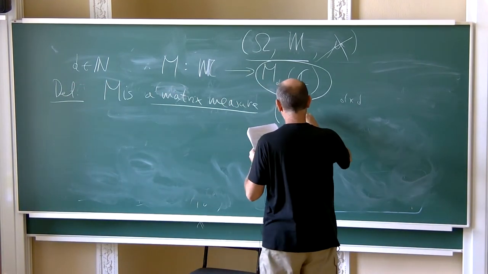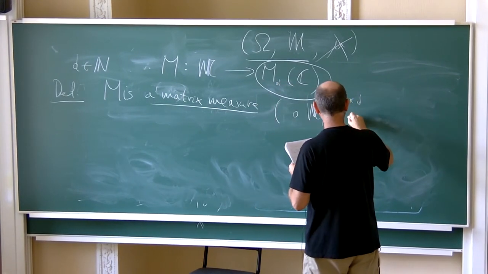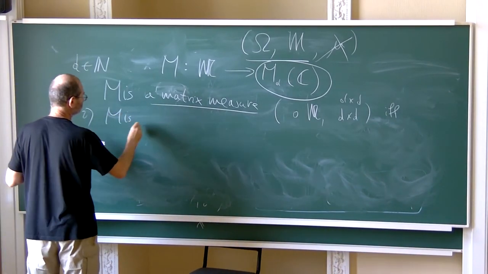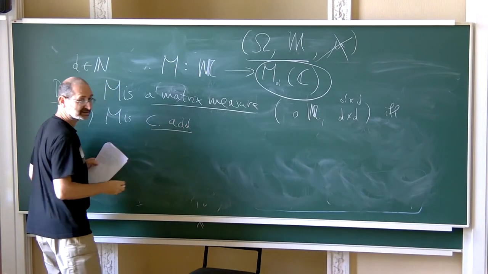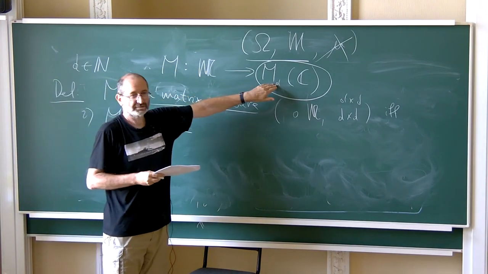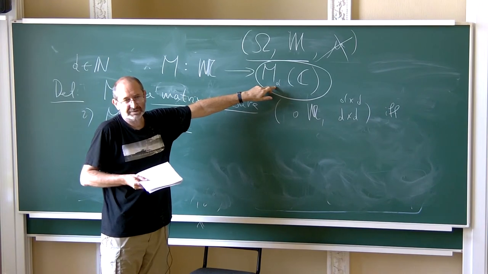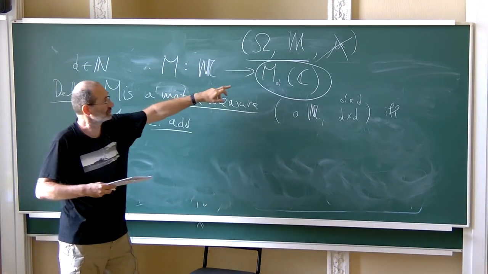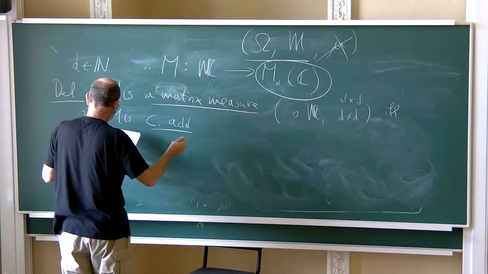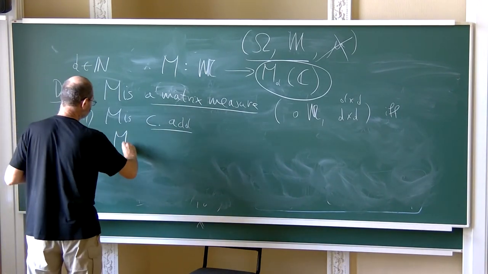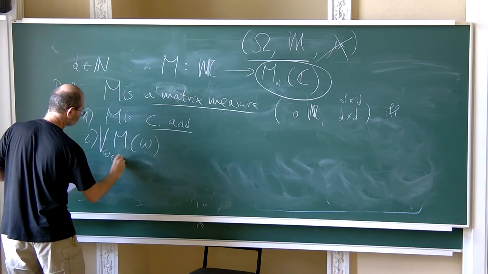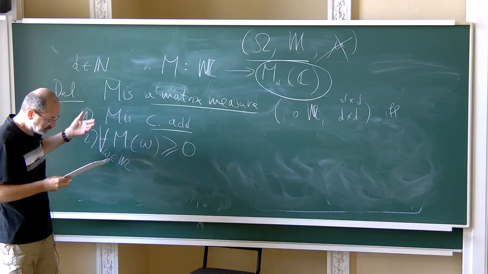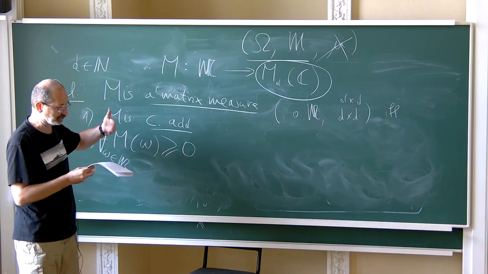So matrix measure, on the sigma algebra Gothic M, d by d as we sometimes say, if and only if two conditions hold. First, M is countably additive, in any sense, in norm, which is the same as for each term of the matrix, because convergence is the same in norm and for each term. This is the first condition, and the second condition, as I told you, is that for any omega, this is a non-negative matrix. It's very important.